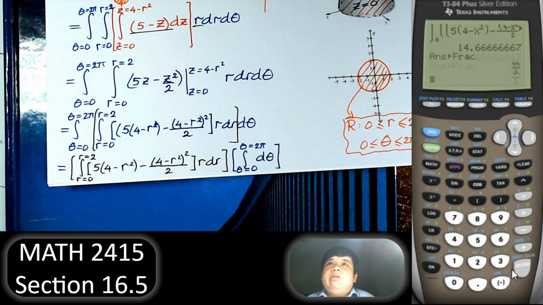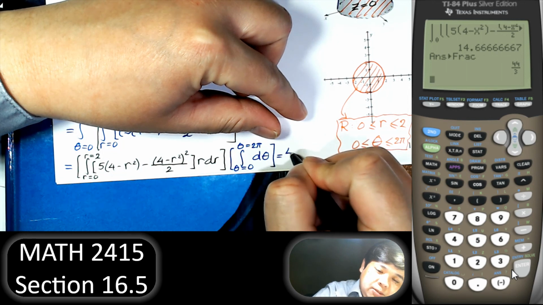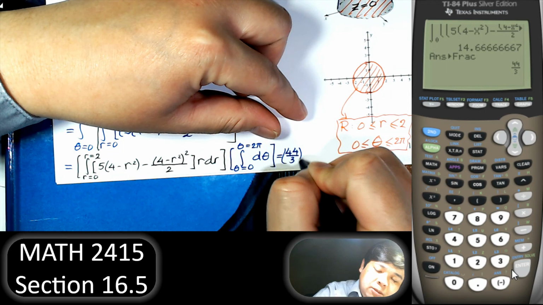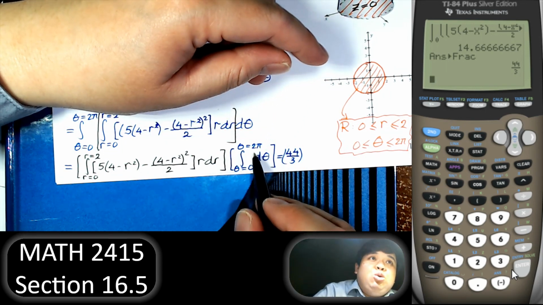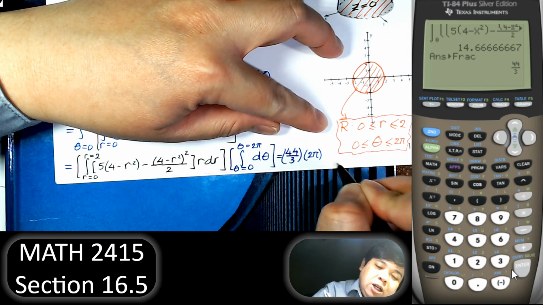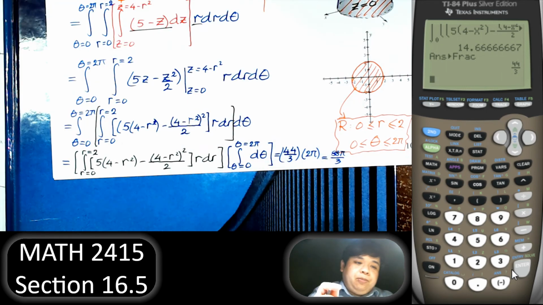Once again, this will be a fraction, 44 over 3. And that from 0 to 2 pi, so theta 0 to 2 pi, so that's just 2 pi. So we have 88 pi over 3.